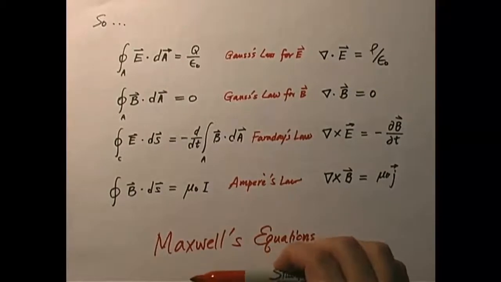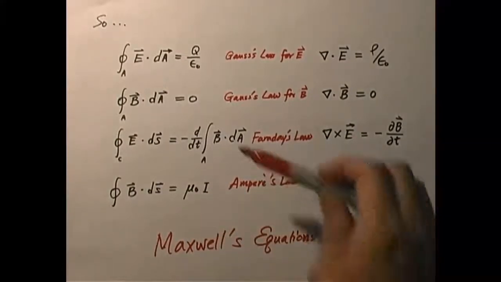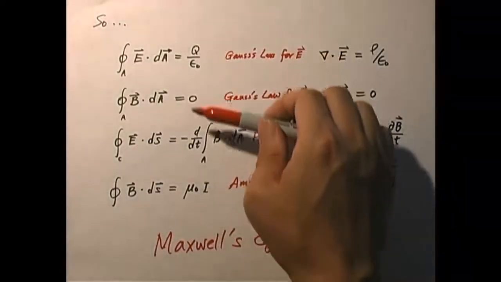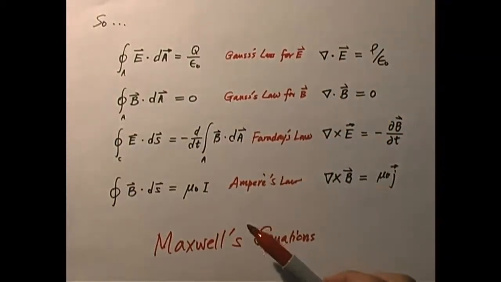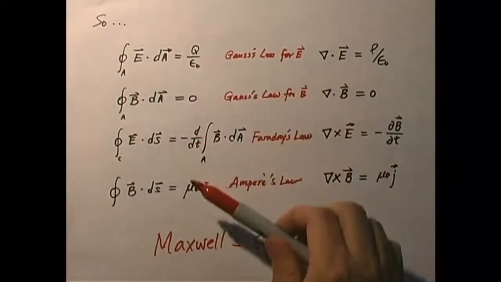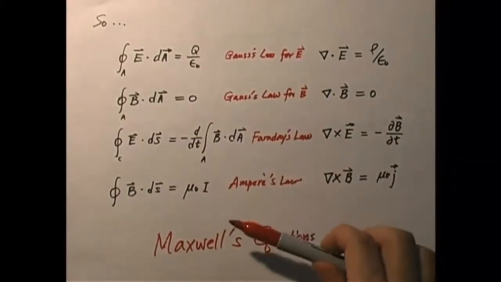Okay, but you say, wait a minute, why do we call them Maxwell's equations? Aren't they discovered by different physicists? Well, this is Gauss's law, Faraday's law, Ampere's law. So what did Maxwell do to deserve this credit? Did he simply put everything on the same piece of paper? Is that all he did?